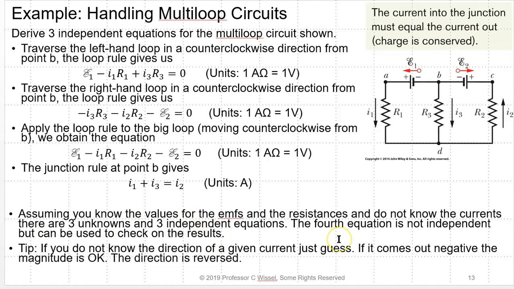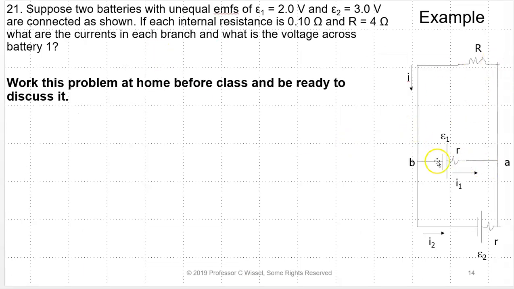The 4th equation is not independent, but it can be used to check on the results. Now, again, if you don't know the direction of a given current, just guess. If it comes out negative, the magnitude's okay. You just have a sign. Don't worry about it. Don't change anything. Just leave it alone.